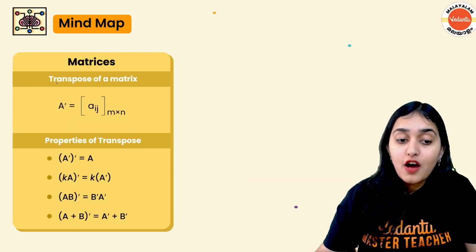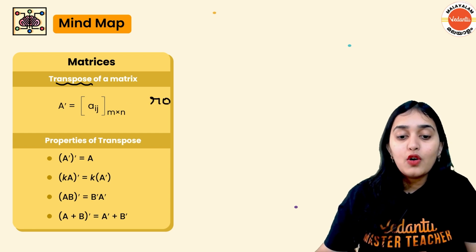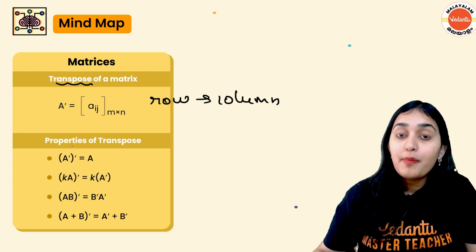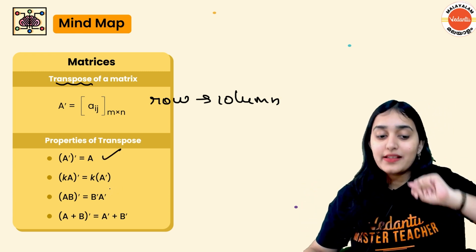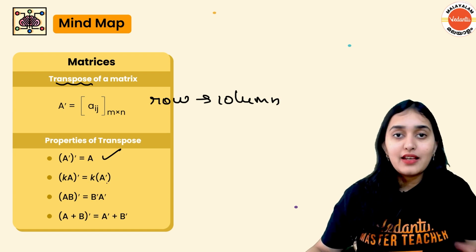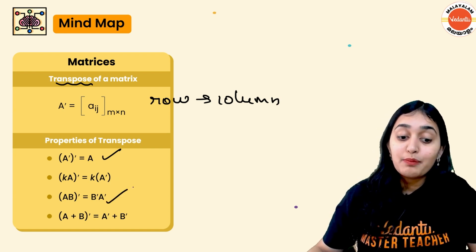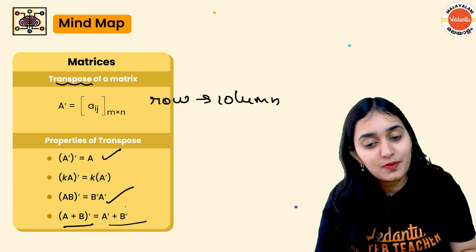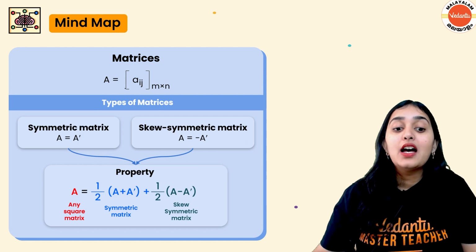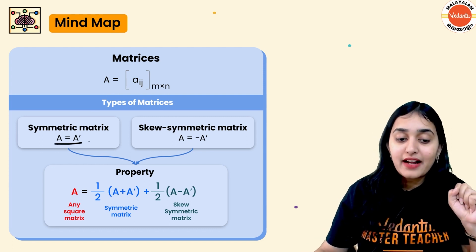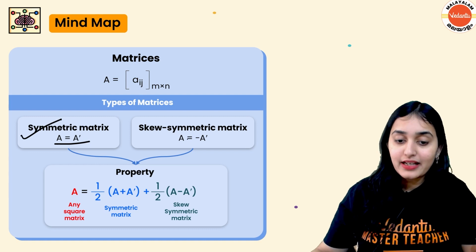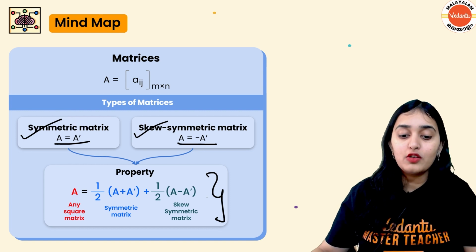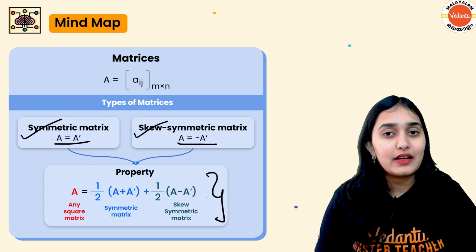Next, transpose of a matrix is basically row becomes column, column becomes row. Properties of transpose: A transpose transpose is A. K into A transpose is just K into A transpose. AB transpose is B transpose A transpose. And A plus B transpose is A transpose plus B transpose. And lastly, there are two types of matrices. If A transpose is equal to A, symmetric. If A transpose is equal to minus A, skew symmetric. And this law is followed by symmetric and skew symmetric matrices.